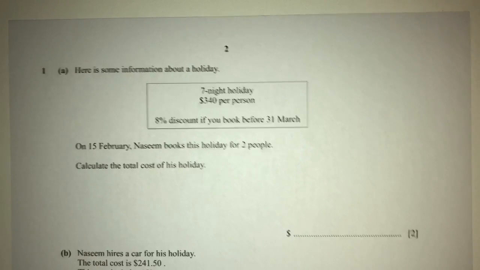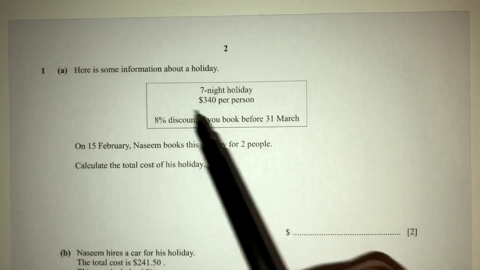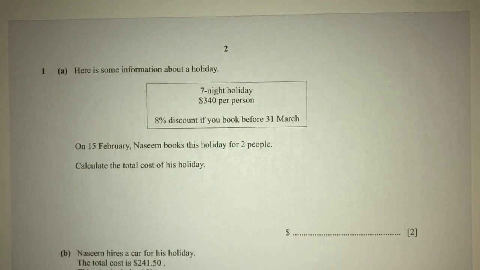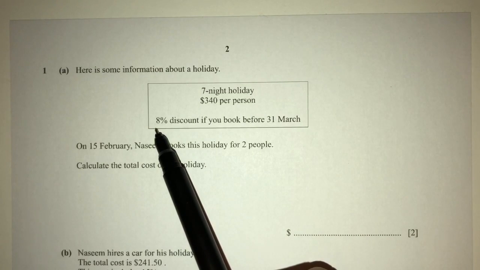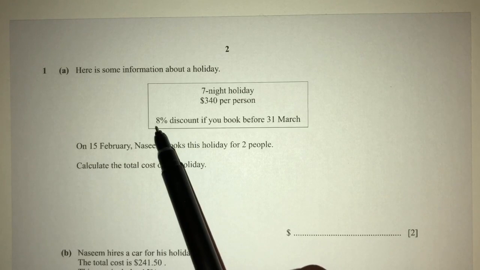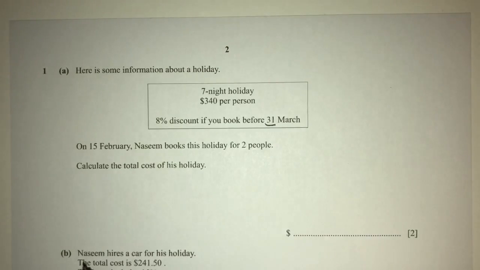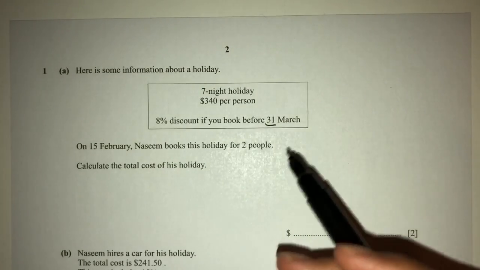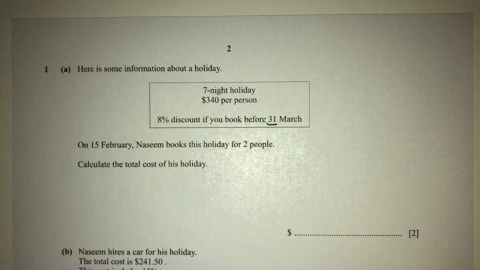So here we have some information about a holiday. As you can see, 7 nights is 340 per person. So one person for 7 nights is 340. Now this also has a discount of 8% if you book before the 31st of March. That is a discount for that condition. Okay, so anyways, let's move on to the question, right?